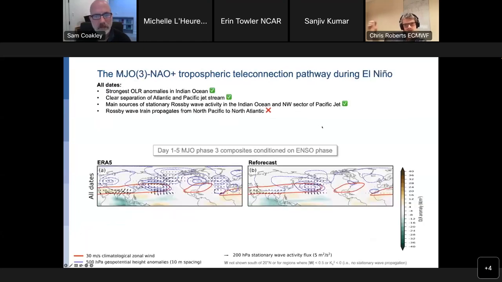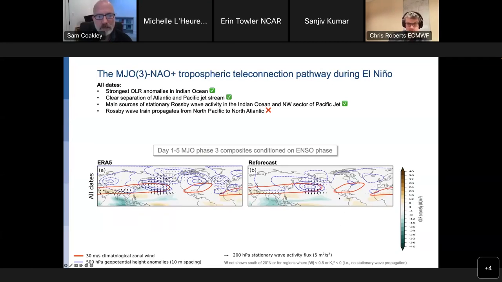And this is the sort of thing you see. So here's an example. This is showing composites for 1 to 5 days following MJO phase 3, firstly for all forecast dates. There are a few things I'll point out. On the left is ERA5, and on the right is our reforecast. For these cases, you get the strongest outgoing longwave radiation anomalies in the Indian Ocean. So this is indicative of where we've got convection.